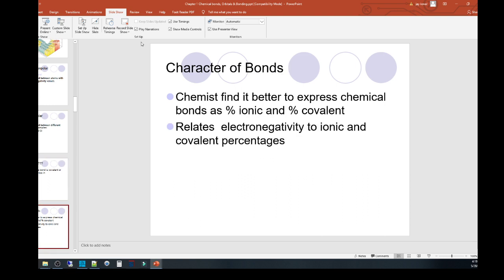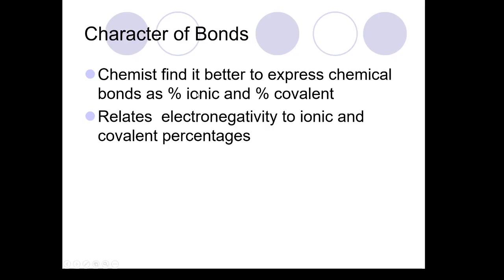Now, the truth of the matter is this. In reality, when chemists really look at the bonds, neither of them are 100% covalent or 100% ionic. They're really a mixture. Now, one might be more than the other, but they're really a mixture, and it really does fall around the electronegativity amounts that are occurring.